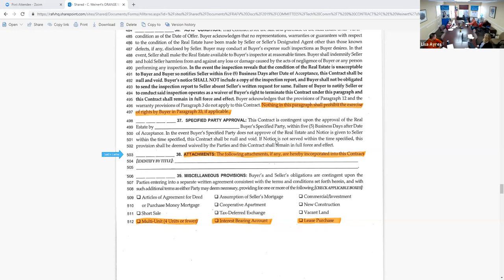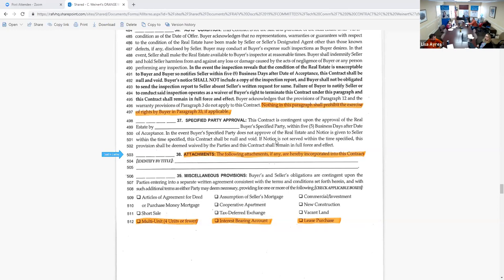So keep in mind, if there are things that you think need to go into the contract, let the buyer's attorney know. Let the agent on the other side know. I think we need some additional language here. I'm going to ask our attorney to prepare that. Just a good way to keep out of trouble.